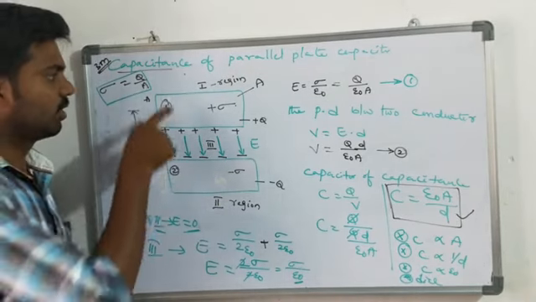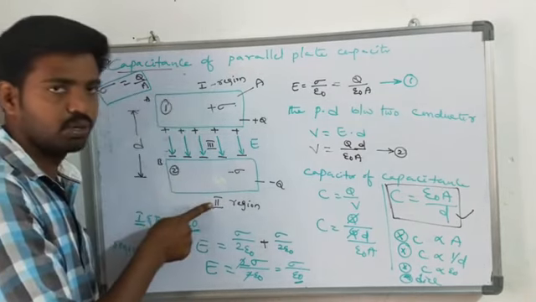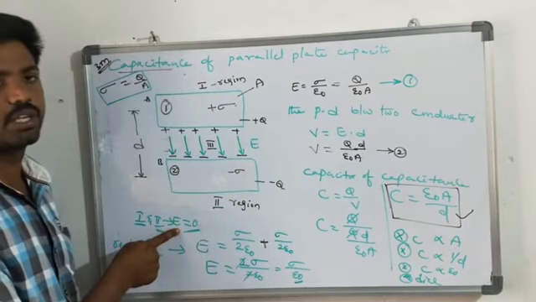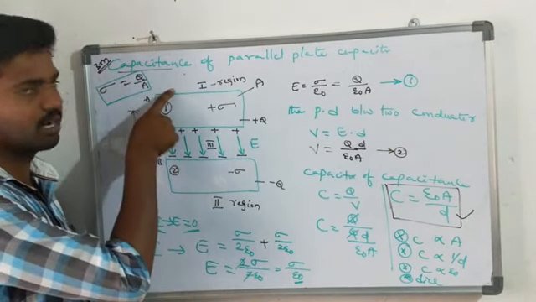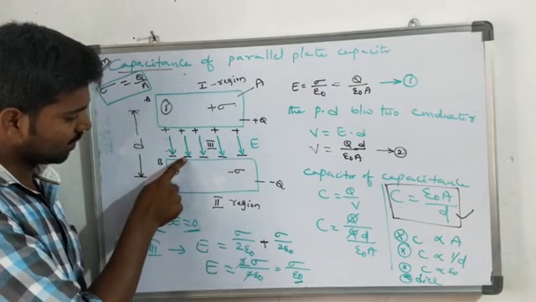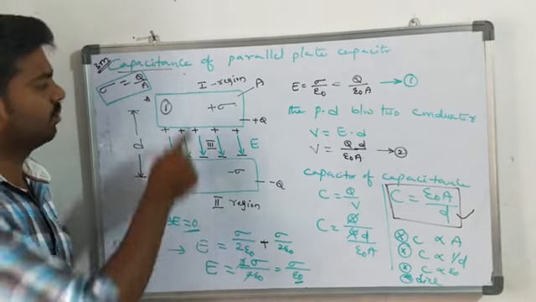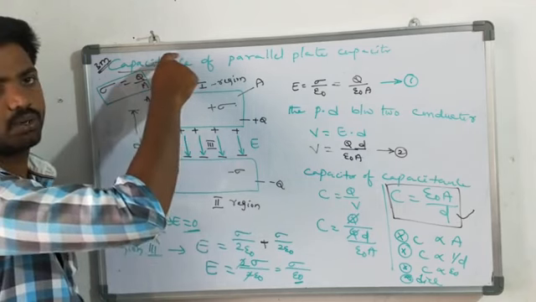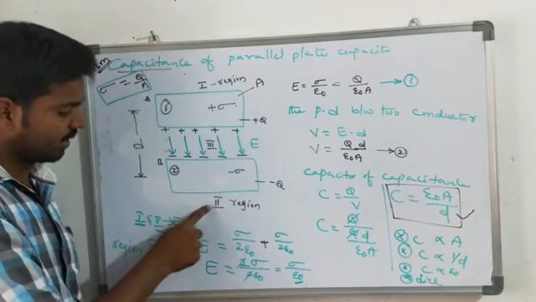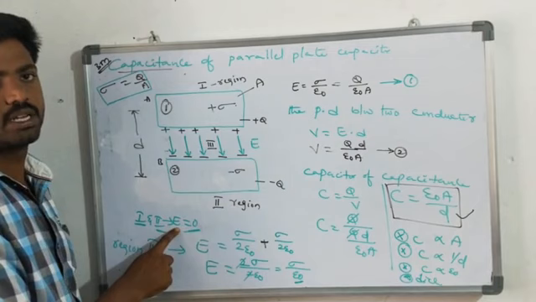Now, in region 1 and region 2, the electric field is 0. Why? Because conductor A has a single positive charge and conductor B has a single negative charge. There is no other negative charge here and no other positive charge there. So in region 1 and region 2, the electric field is 0.